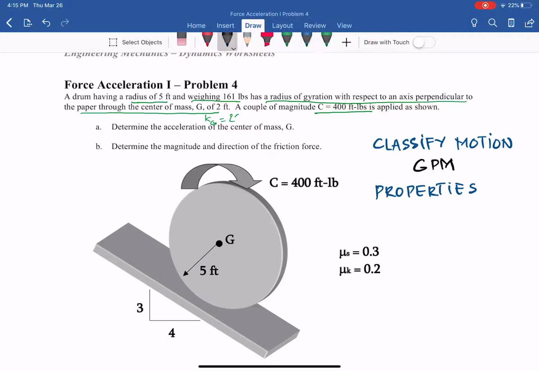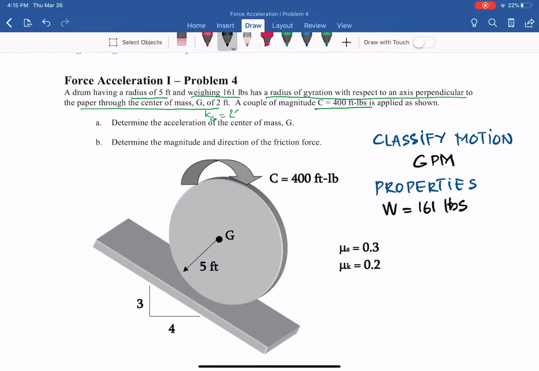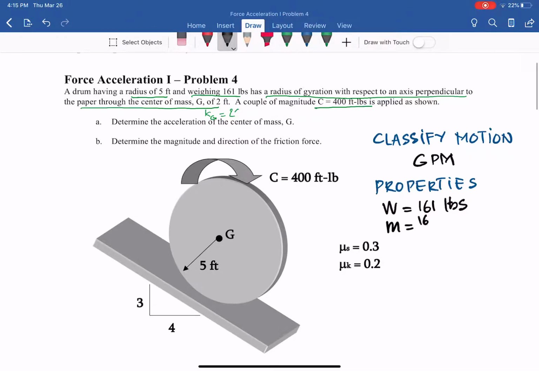So they give us the weight equal to 161 pounds. So from that we can find out the mass equal to 161 divided by 32.2 equal to 5 slugs.